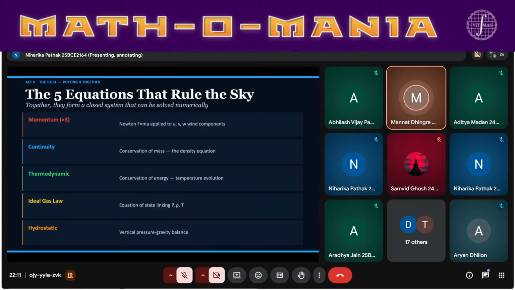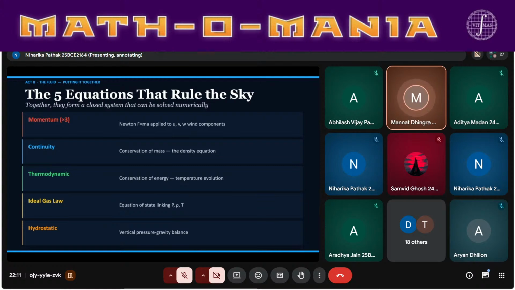We get the equation in terms of density, which is P is equal to rho RT, right? So that was the idea of the ideal gas law. And then the hydrostatic balance equation, which I explained a few minutes ago, you can also call the pressure-gravity balance equation. How? Because when air experiences pressure in the upwards direction, and gravity in the downward direction, they just balance each other out, right?